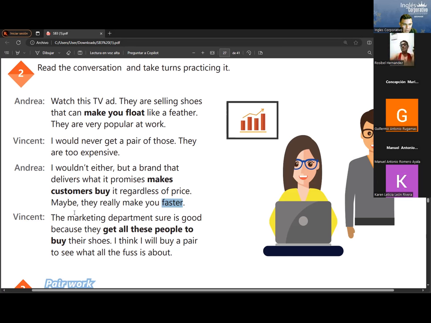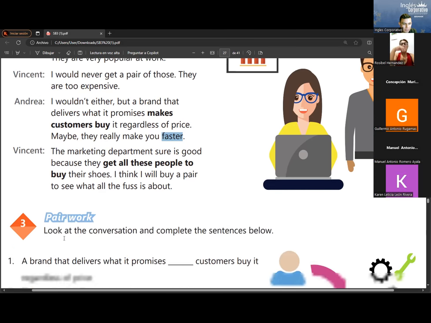Very good. The marketing department sure is good because they get all these people to buy their shoes. I think I would buy a pair to see what all this fuss is about.